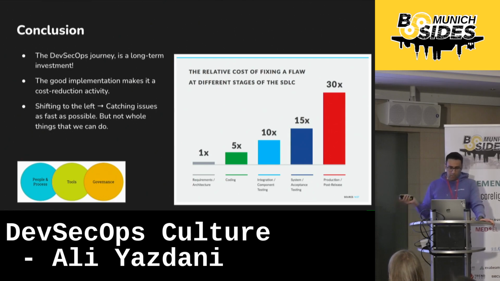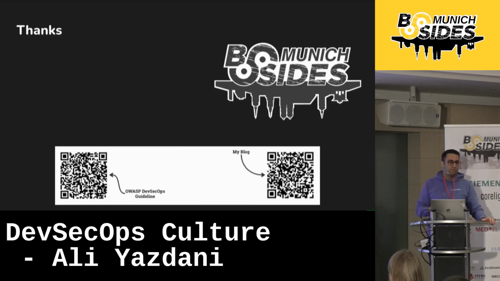So shifting to the left, catching issues as fast as possible. This is something that we have to follow by shifting everything to the left, but it's not the whole thing that we can do. We still need to take care of the right side of the pipeline as well. We need pen tests, bug bounty, or whatever the budget allows us.